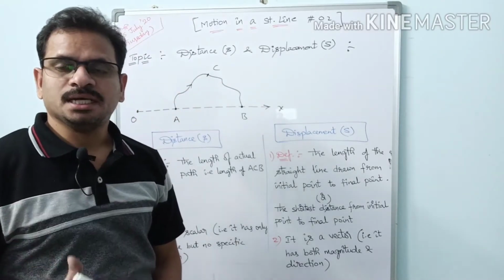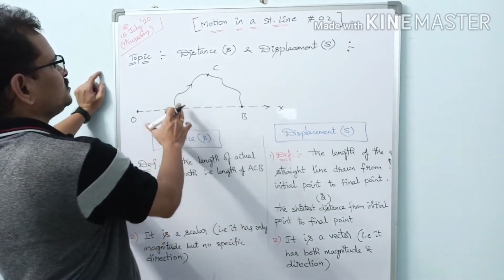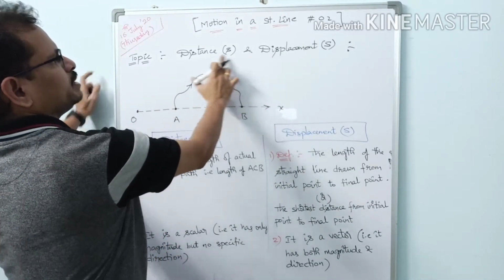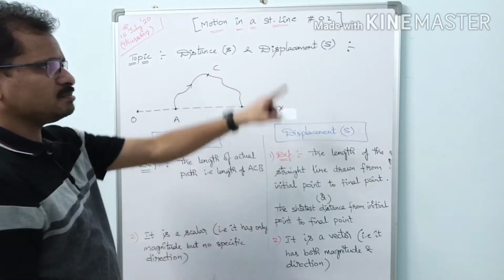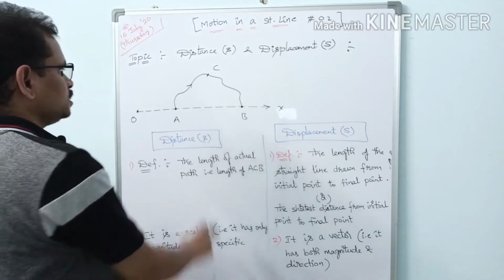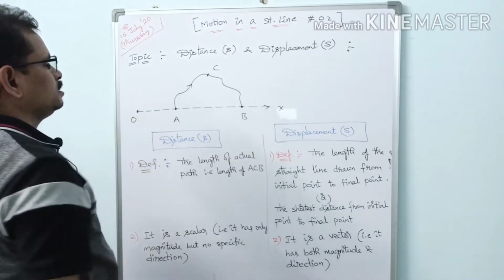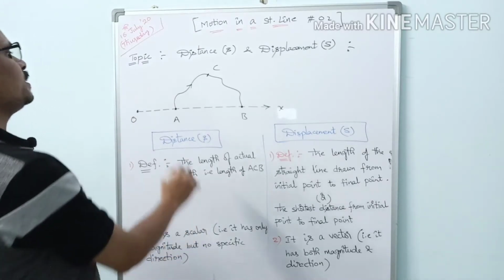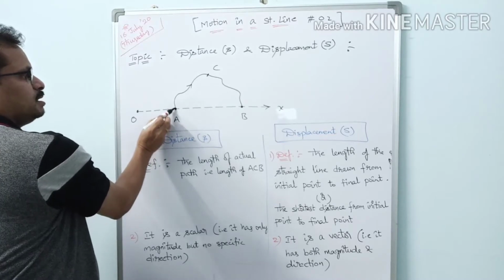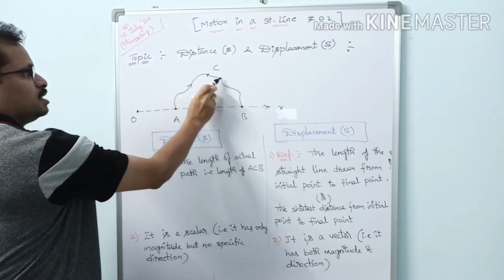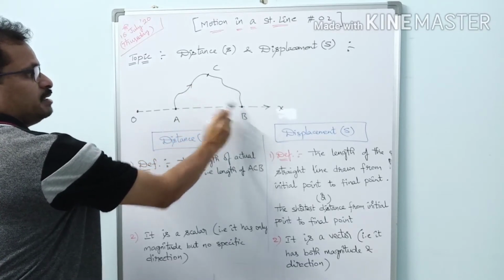What is distance and what is displacement? See here, the topic is distance and displacement. Distance is symbolized with a small s and displacement is symbolized with a capital S. Here, this is the x-axis, this is the origin. Let us suppose that a particle starts its journey from point A and moves along this path, about point C here, and goes like this and reaches point B.